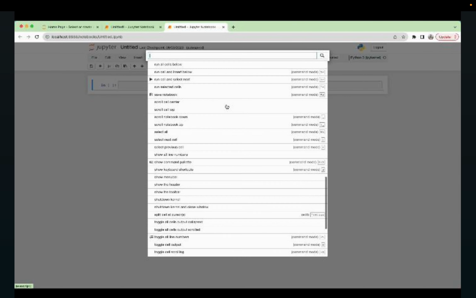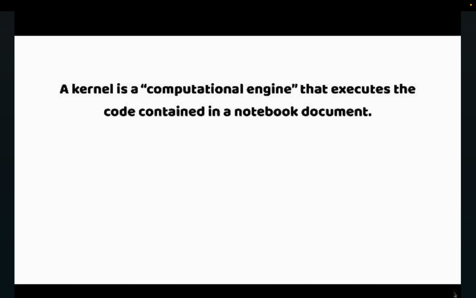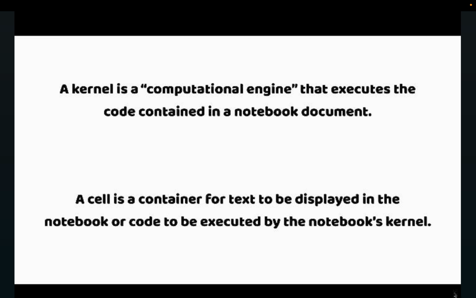In the menu bar, there are two fairly prominent terms that you should notice, which are probably new to you. Cells and kernels are both key to understanding Jupyter and to what makes it more than just a word processor. Fortunately, these are not difficult to understand. A kernel is a computation engine that executes the code contained in a notebook document. A cell is a container for text to be displayed in the notebook or code to be executed by the notebook's kernel. Let's talk about these two in more detail.